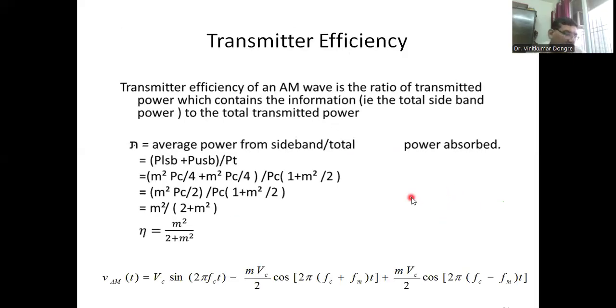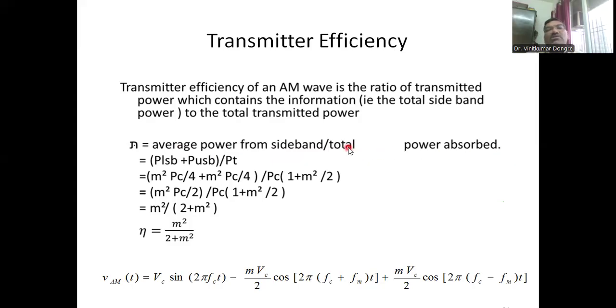Now we have calculated the power spectrum. Now we will go to the efficiency. This AM, amplitude modulation, has low efficiency. Why is this so? That we will calculate. For the efficiency, we have the general formula: the average power from the sidebands upon the total power absorbed. Why the average power from the sidebands? Because the information content is in the sidebands. So that's why we have taken the average power from the sidebands.